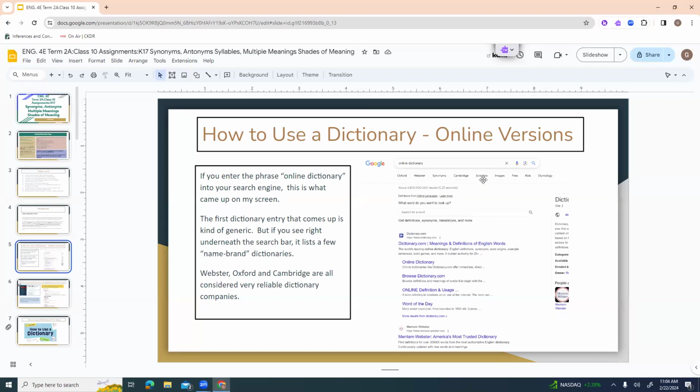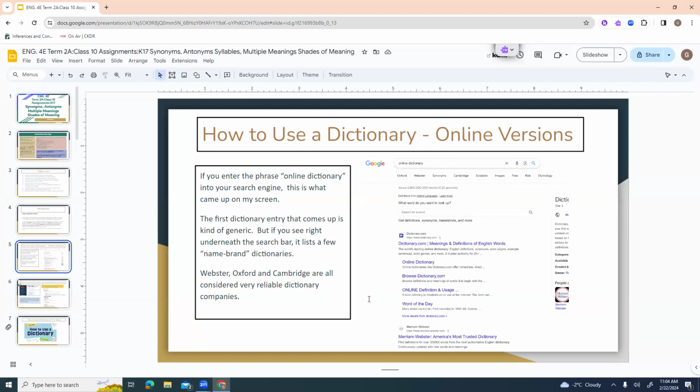Cambridge, yeah. Scramble would be Scrabble if you're playing Scrabble. If you have a specific dictionary you want to use, you could put up the name into your search engine. I would say Oxford or Webster are really strong. I wouldn't just use the generic one, but you certainly can.